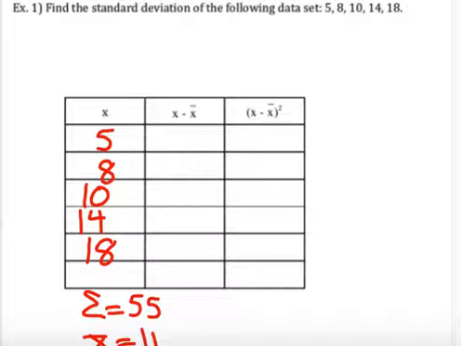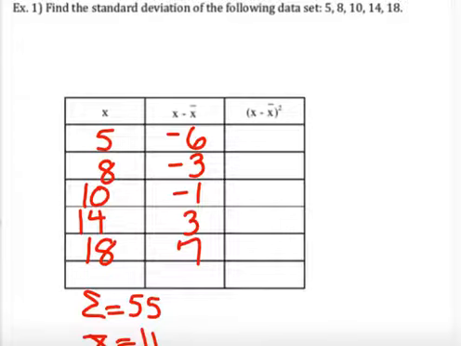Now, the center column there is labeled x minus x bar. So each of these items is called x in the first column. And so you're going to subtract 5 minus 11. What do we get there? Negative 6. Some of these will be negative, some of these will be positive. 8 minus 11. 10 minus 11. 14 minus 11, 3. And then 18 minus 11.